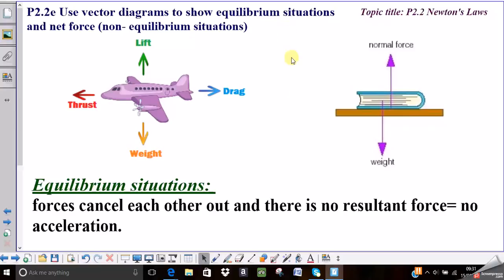These are equilibrium situations. Neither the airplane nor the book is accelerating. They're not going faster or slower. In the case of the book, the velocity is 0, but that still doesn't mean it goes faster or slower. It means it stays at 0. And the airplane, well, it depends on what speed the airplane is traveling at.